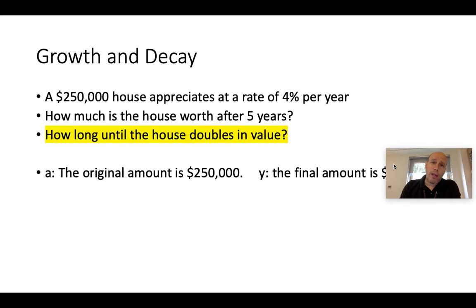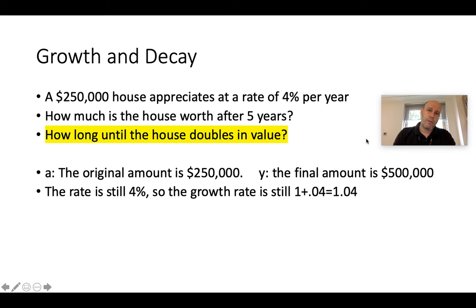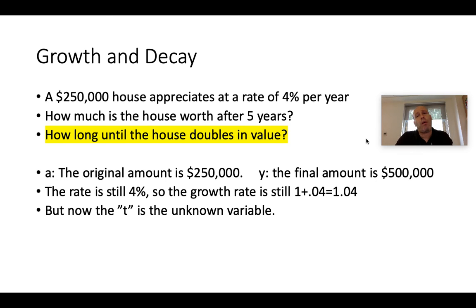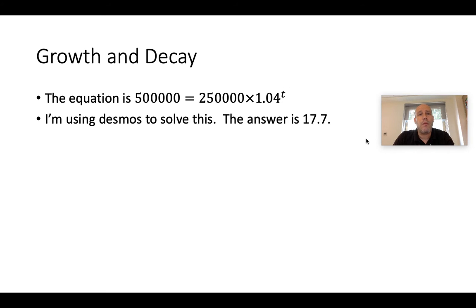The next question, how long until the house doubles in value? The original amount was 250,000, but this time the final amount is 500,000. We have that other variable. The rate is still 4%, so the growth factor is still 1 plus 0.04, or 1.04. But now t is the unknown variable. So the idea is you're going to set up an equation. Can you set up an equation? The equation is 500,000 equals 250,000 times 1.04 to the t power. I'm going to use Desmos to solve this, and the answer is 17.7 years.